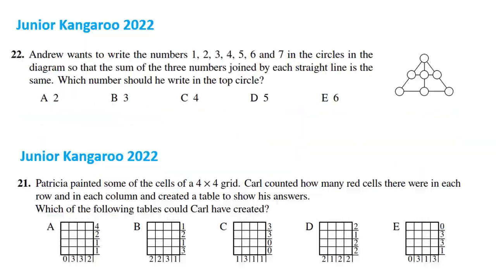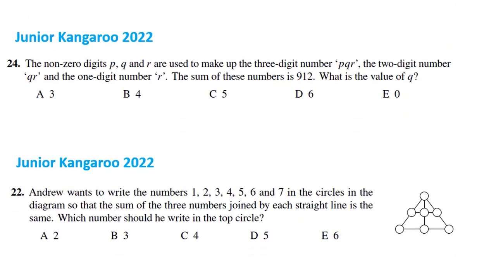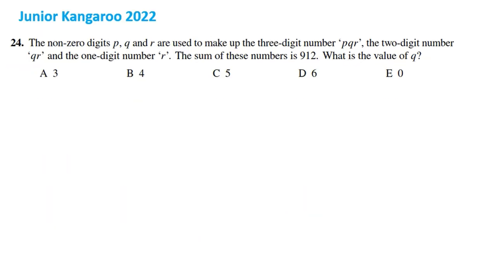Okay, now let's solve the next problem. Problem 24. The non-zero digits P, Q, and R are used to make up the 3-digit number PQR, the 2-digit number QR, and the 1-digit number R. The sum of these numbers is 912. What's the value of Q? Okay, it says the sum of these numbers. So the first one PQR, the next one the 2-digit number QR, the next one is R, equal to 912.